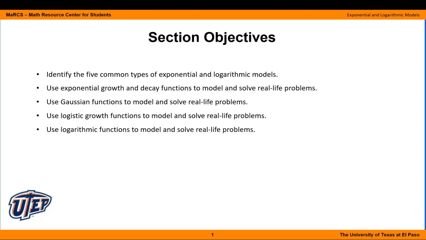Let's get started. In this lesson, we'll explore 5 common types of exponential and logarithmic models. We'll learn how exponential growth and exponential decay models can be used to describe changing populations and radioactive decay. We'll also look at Gaussian models, which are widely used in probability and statistics. Next, we'll discuss logistic growth models, which describe growth that eventually levels off. And finally, we'll examine logarithmic models and see how they are used in applications such as measuring sound intensity. By the end of this lesson, you should be able to recognize each type of model and understand the situations in which they are commonly used.